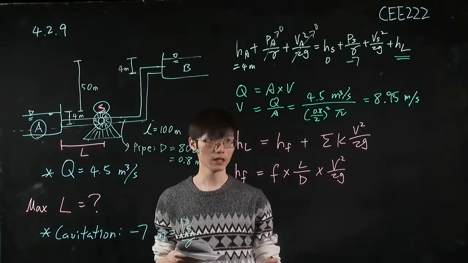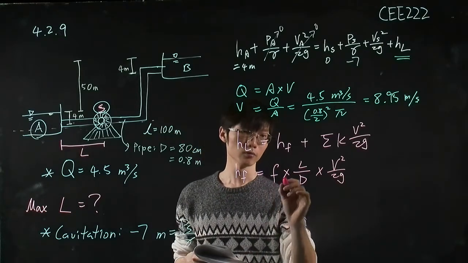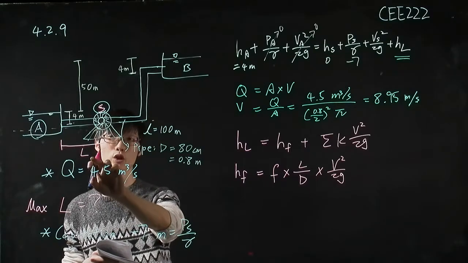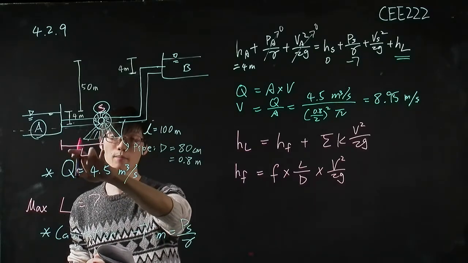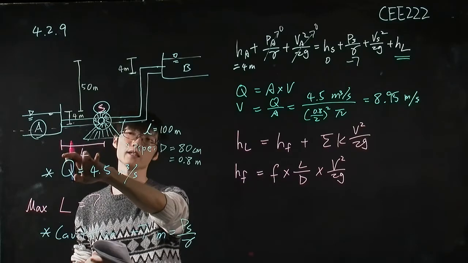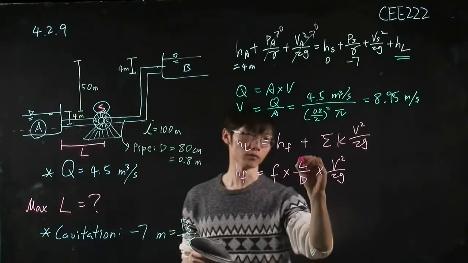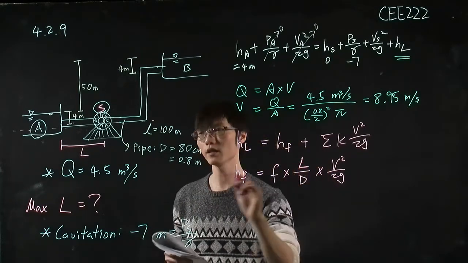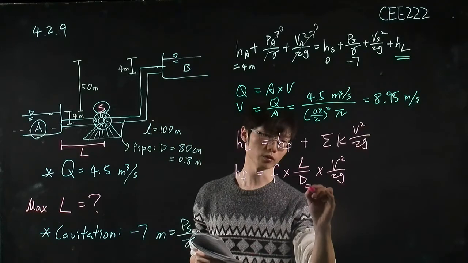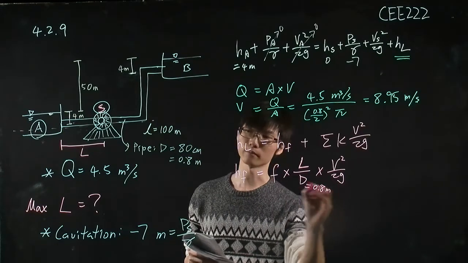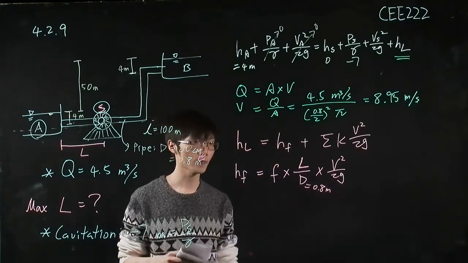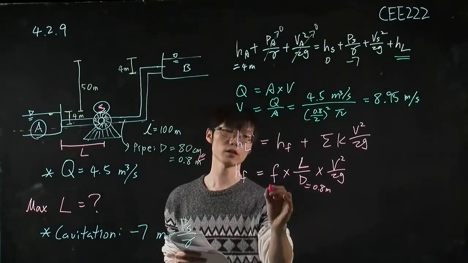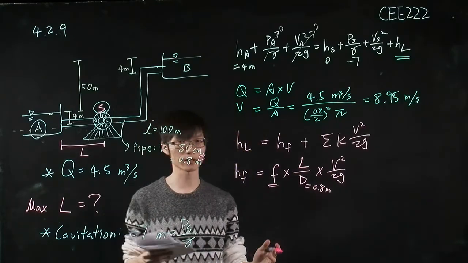Okay, so we know the L is the parameter that we try to solve because we want to find the maximum distance to place this pump. So this L is the term that we want to solve, so it remains there. And we know the diameter is equal to 0.8 meter here. Okay, and we already know the velocity term, so the only unknown in this equation is this factor f. How do we solve this factor f?